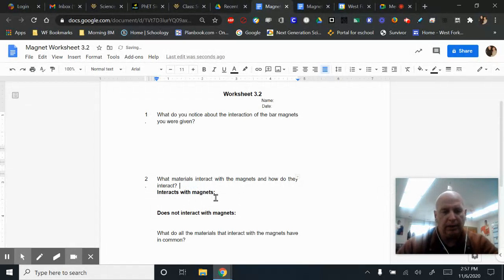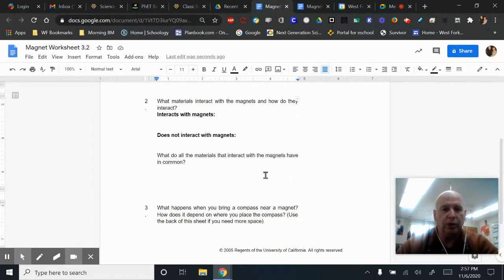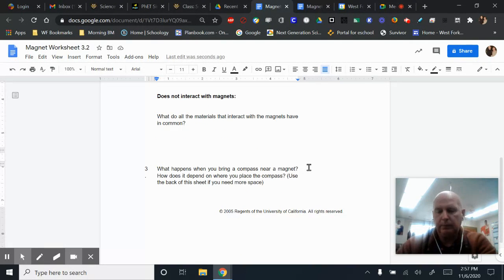So what things interact with magnets? Things that usually have metal, but specifically iron. There are lots of elements on the periodic table that are metals that do not attract to magnets, such as zinc. So what things do not attract magnets? Again, plastic does not. What do all materials that interact with magnets have in common? Make sure you go and research dipoles.